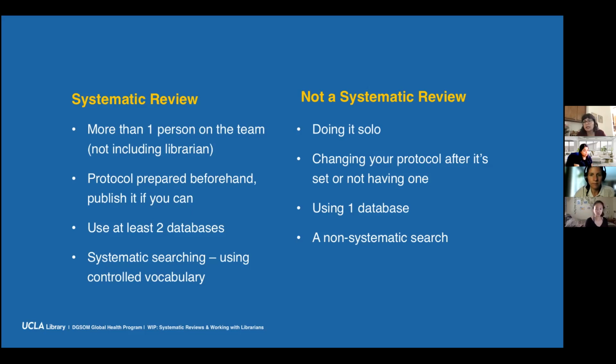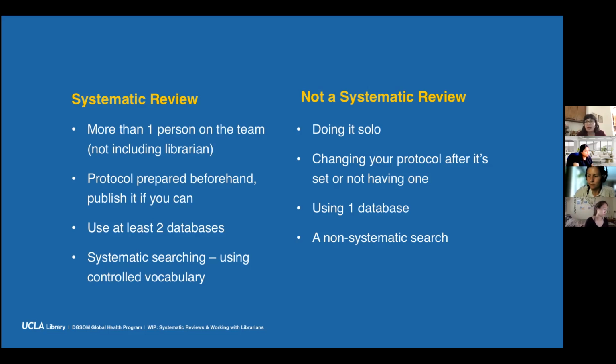So once you have a good idea, after doing a good amount of research on your own for your research question, then you can really get started in the process. So, not a systematic review is changing it after it's set or not having one at all. And then for a systematic review, you want to use at least 2 databases to search, and these can be any relevant databases for your search.